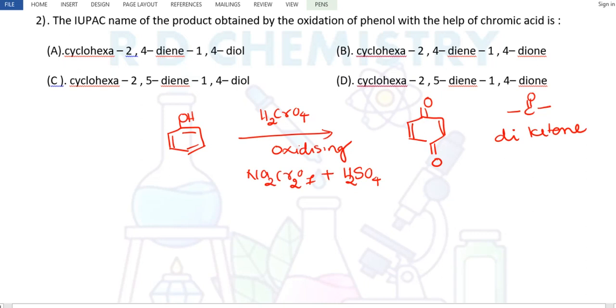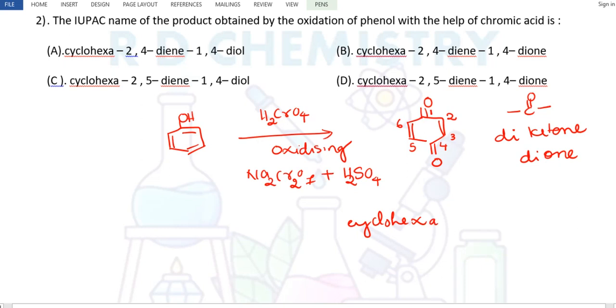Okay. So it should be named as the dione, right? It should be dione. So let me number the carbon atom. Carbon number 1 carrying the functional group. Carbon number 2, carbon number 3, carbon number 4, carbon number 5, carbon number 6. Cyclohexane has been converted into cyclohexene, but there are 2 double bonds. So it should be cyclohexa.